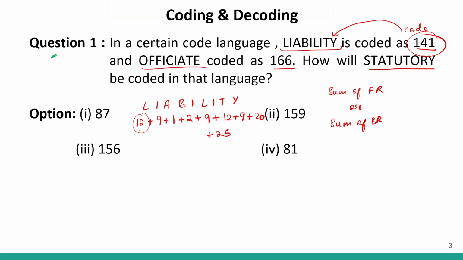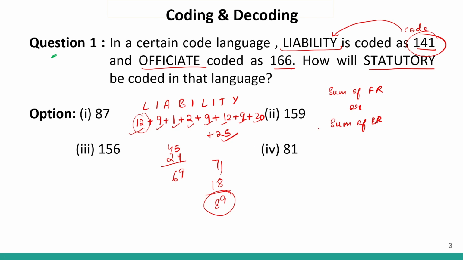We have 12, correct? 9 plus 1 gives us 10, correct? And we have 20, so this will be 30. And then we have 25, so this will be 45. Then we have 12 plus 12, that means 24. So I'll get 69, correct? I am remaining with 2, so 71 and then 18. So the sum of the forward ranks is 89, whereas the code is 141.